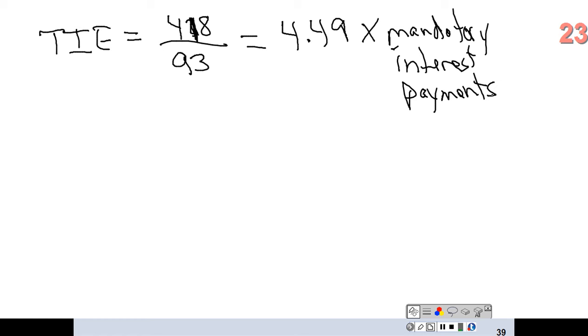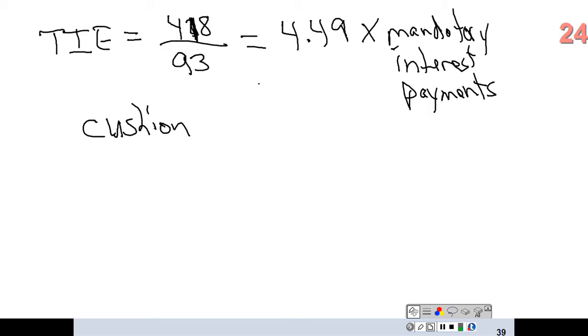So basically this gives us an idea of how much cushion we have in terms of making that $93,000 worth of mandatory interest payments. We make $418,000 in operating profits, so we've got a cushion of 4.49 times. Is that good or bad? It's probably pretty decent, but it's going to depend on the industry and the company itself. The higher this ratio, the more cushion a company has.